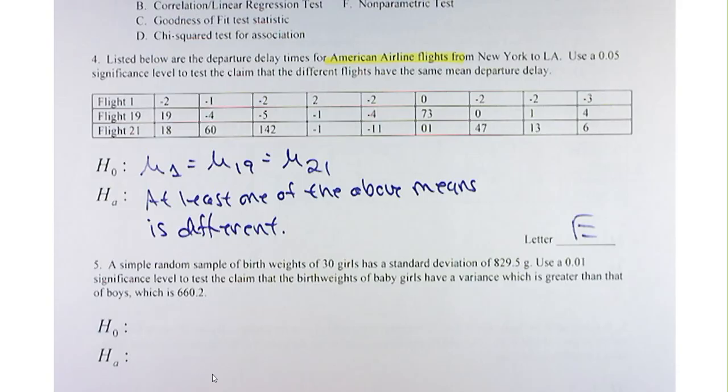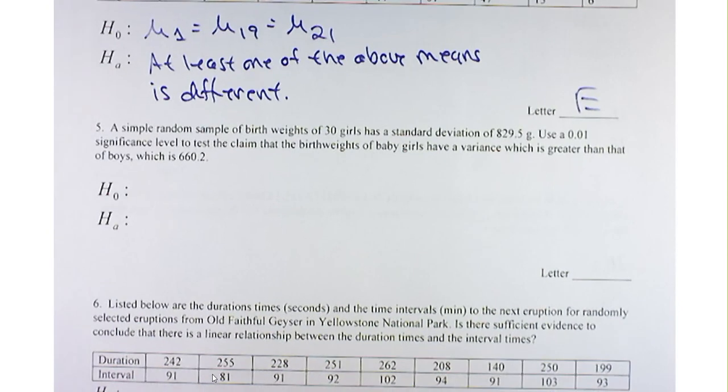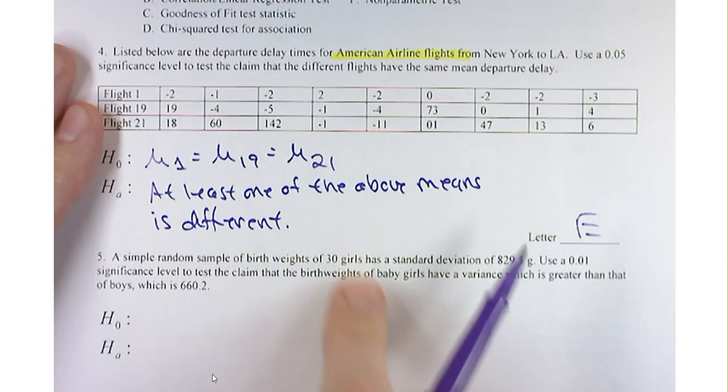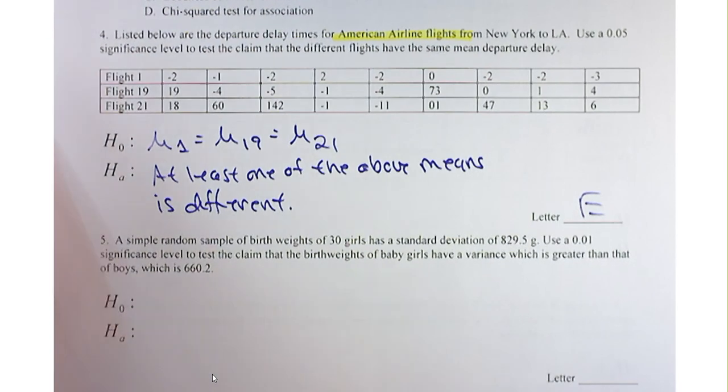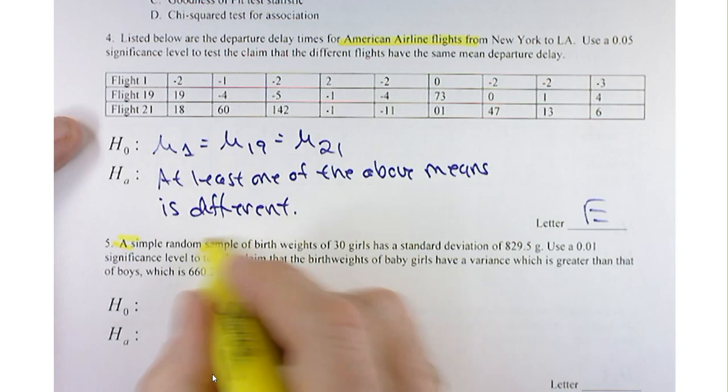Well, let's continue. I think Kada found the error in this one. Did anyone else find the error in this one? Because the letter that you would need to put in here doesn't exist the way it's written. The reason is that really there's only one sample. You have a sample of birth weights of 30 girls.